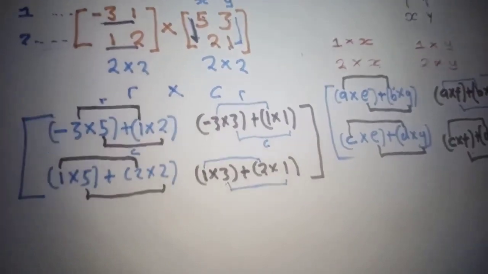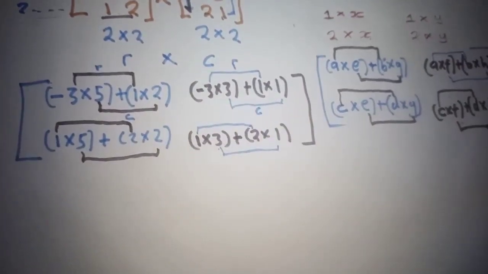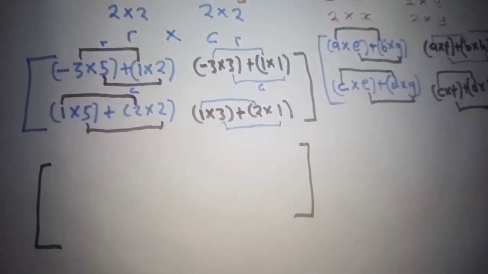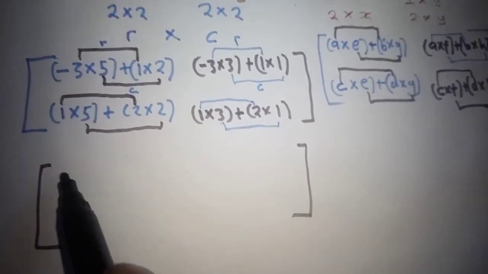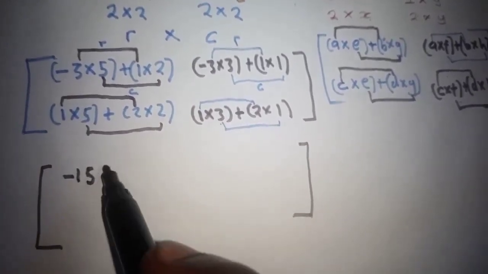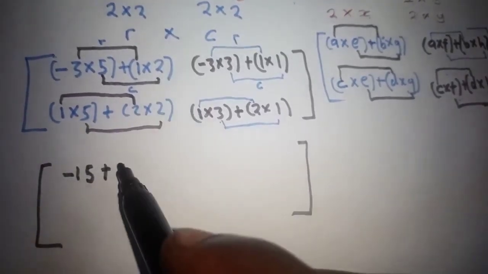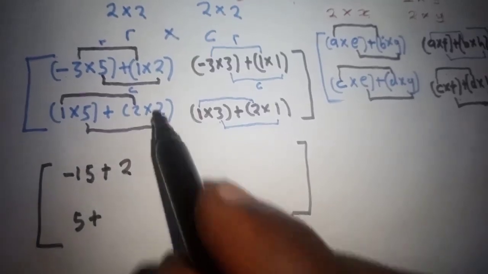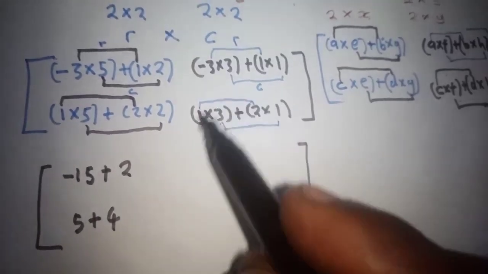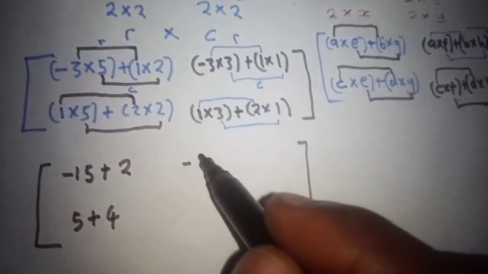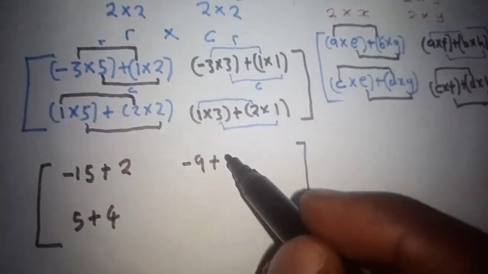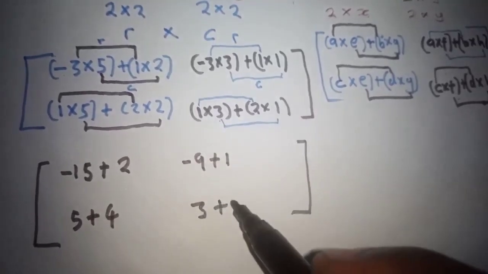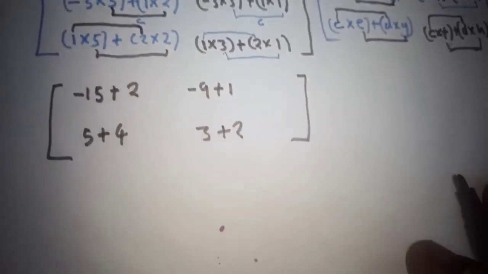So at this point now you come down like this. You need to show how you're working. So negative 3 times 5, this is negative 15, plus 1 by 2, this is simply 2. You come down, 1 by 5, this is 5, plus 2 by 2, that is 4. You come this side, negative 3 by 3, that is negative 9, plus 1 times 1, that is 1. You come here, 1 times 3, that is 3, plus 2 times 1, that is what? 2.